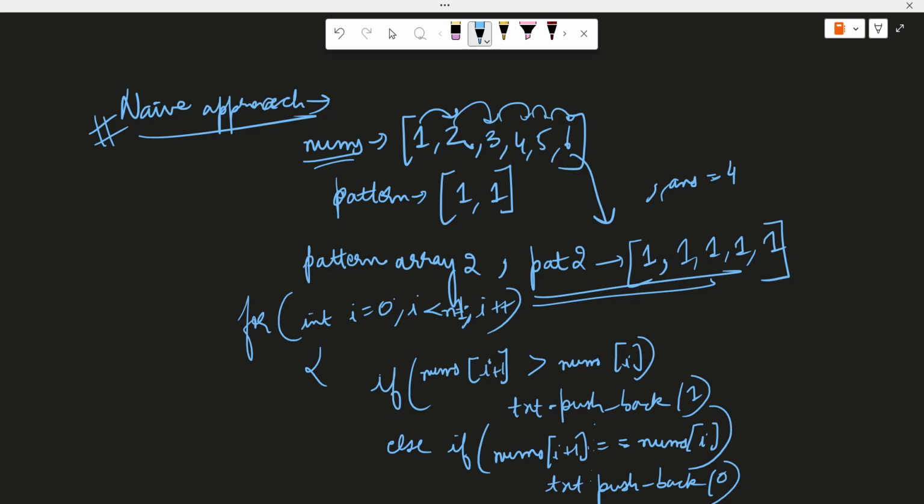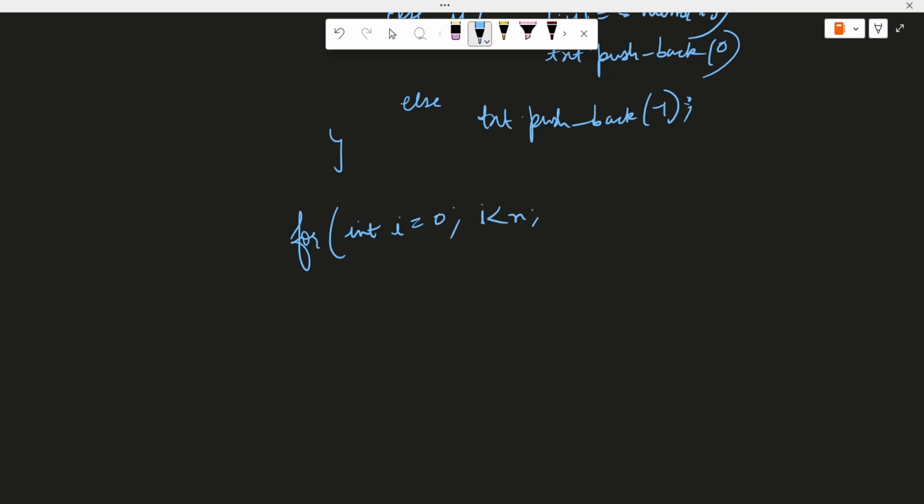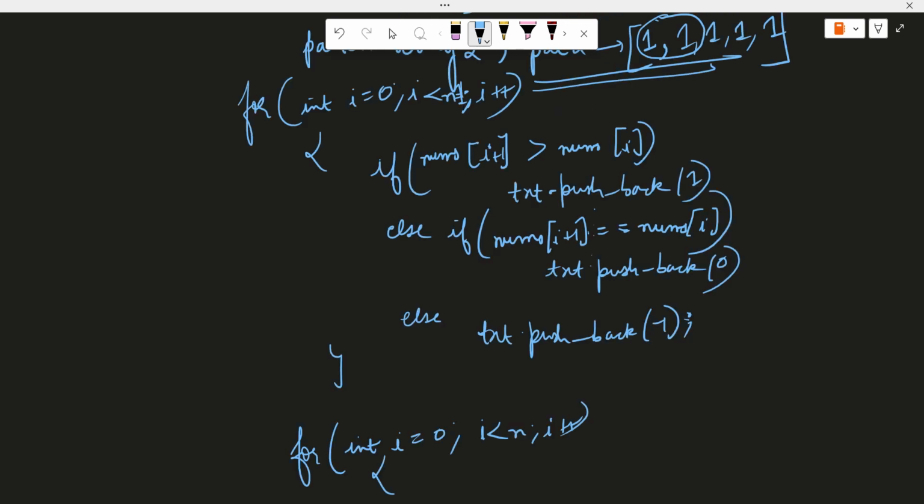Now we'll be using it for calculating the answer. How will we be using it? We need to check how many times we are able to get this pattern array, and that will be done through the brute force approach. We'll be traversing each and every element. We'll be checking, if this element is equal to this element, if these are matching, then we don't need to compare the consecutive elements over here.